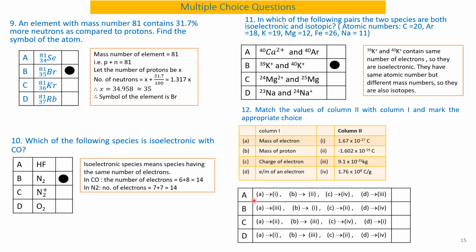Match column 1 with column 2. So various options are given. You have to remember the values and mark the correct answer. B is correct. That is, A is matched to 3. That is, mass of electron is 9.1 into 10 to the power minus 31. B: mass of proton is equal to 1.67 into 10 to the power of minus 27. Charge of electron is minus 1.602 into 10 to the power of minus 19, and e by m of electron is 1.76 into 10 to the power of 8 coulombs per gram. So you match here: A to 3, B to 1, C to 2, and D to 4.